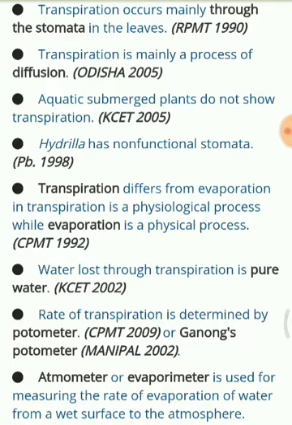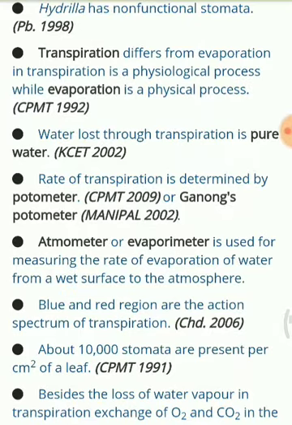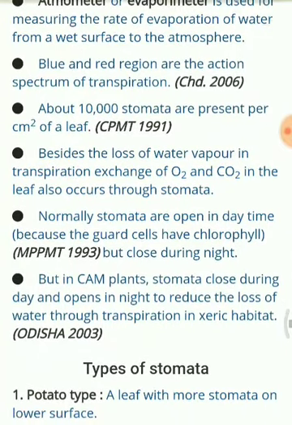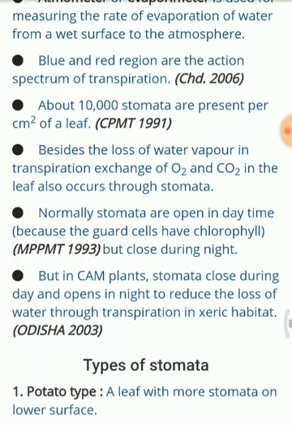Water lost through transpiration is pure water. The rate of transpiration is determined by a potometer or Ganong's potometer. An atmometer or evaporimeter is used for measuring the rate of evaporation of water from a wet surface to the atmosphere. Blue and red regions are the effective spectrum of transpiration. About 10,000 stomata are present per square centimeter of a leaf.